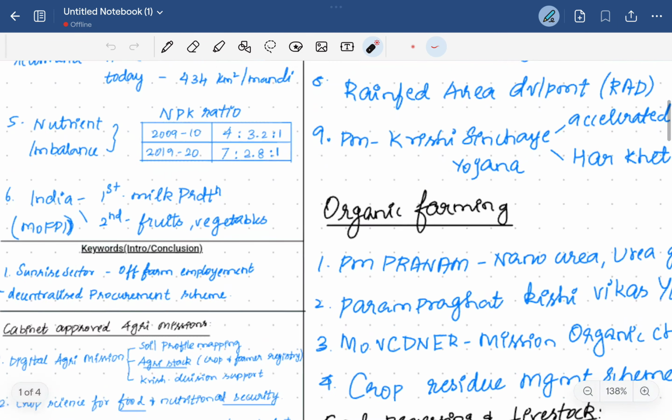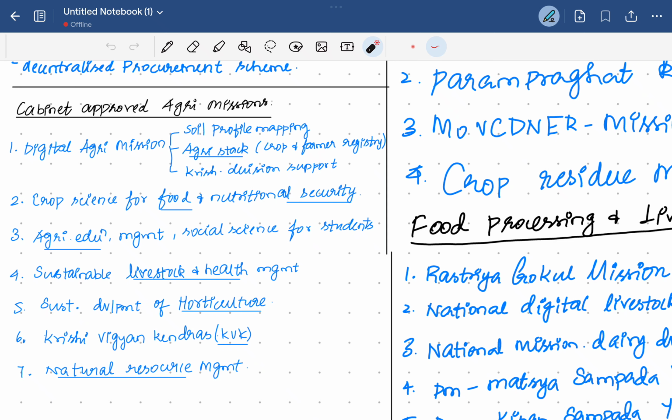Then the cabinet recently approved this. I have included it because the cabinet recently approved six missions under agriculture. That is the digital agriculture mission for soil profile mapping. Then the Agri-Stack, which is nothing but DPI, digital public infrastructure, for creating a decentralized and democratized public infrastructure for increasing the farmers' welfare and output. Then the Krishi decision support centers under the digital agri mission.